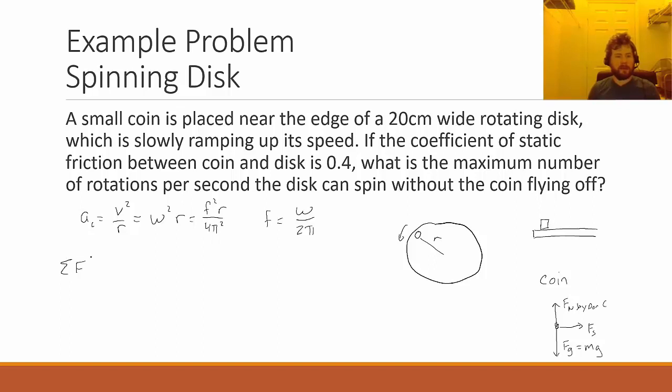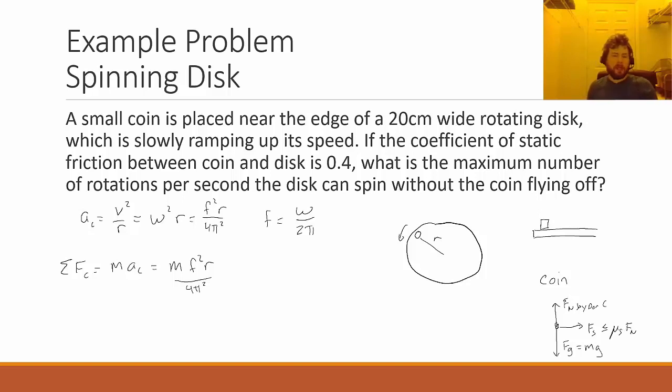Now, in order to have this acceleration, I need a component of the net force equal to the mass times the centripetal acceleration. In other words, the mass times the frequency squared times r over 4 pi squared. Now, if we look at this, the only force that's pointing inwards is the static friction. And that can be up to the coefficient of static friction times the normal force.